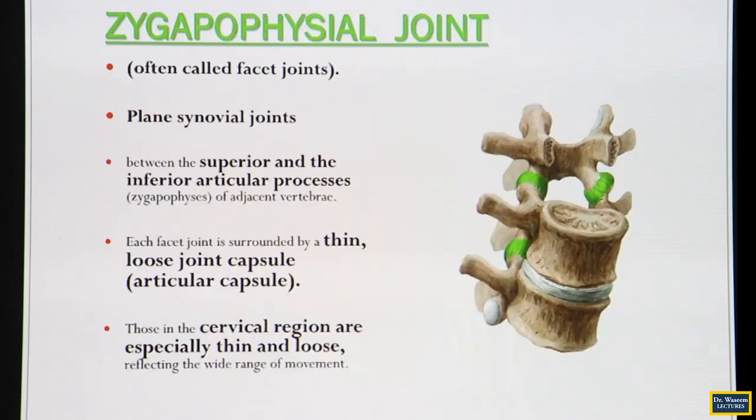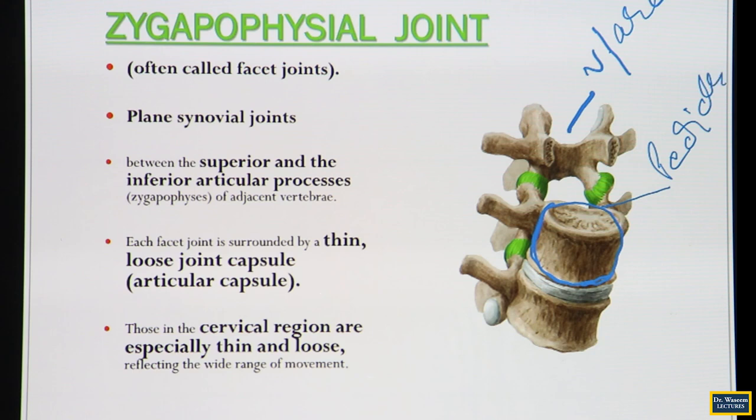Then another joint is called the zygapophyseal joint. You have already done the vertebra. Each vertebra has two important portions: one is the body, anteriorly placed, and the remaining portion behind it is called the vertebral arch, or the neural arch also, and both are connected by means of the pedicles. These are called the pedicles that you have done in the thoracic vertebra structure.